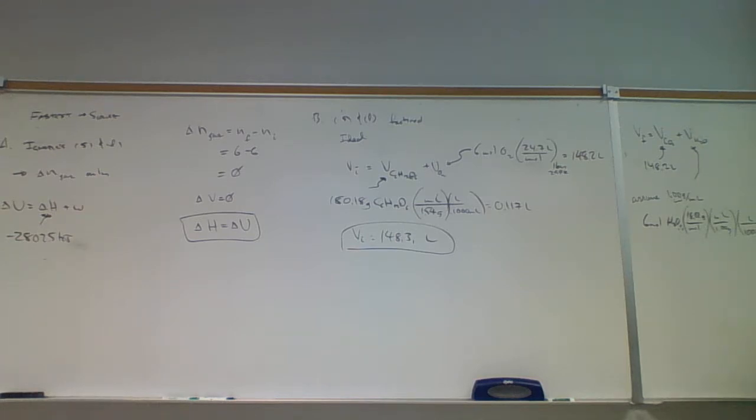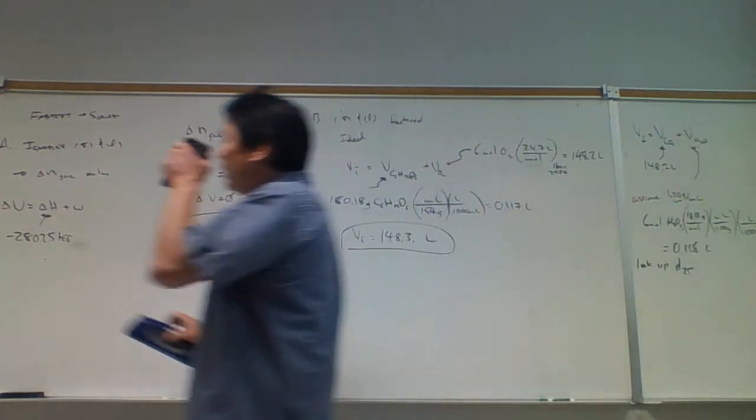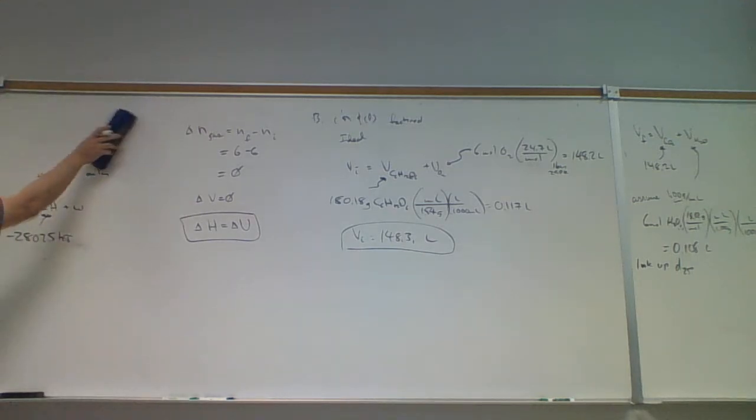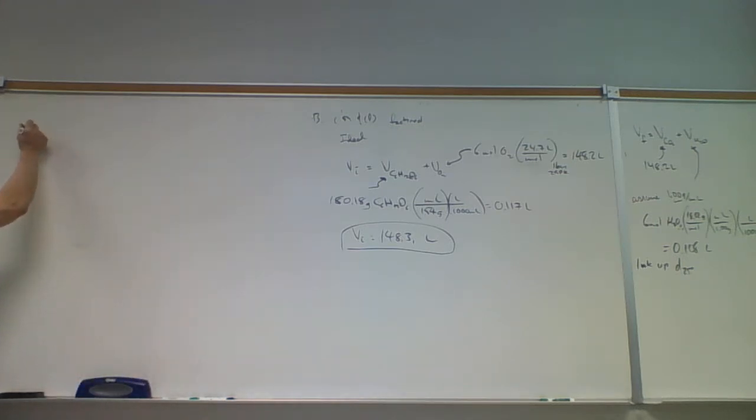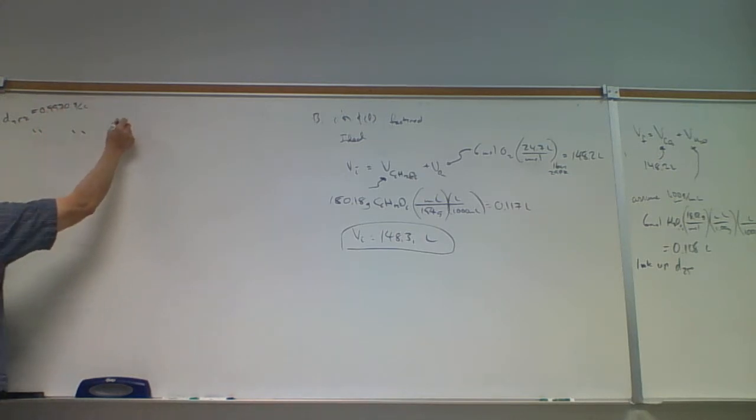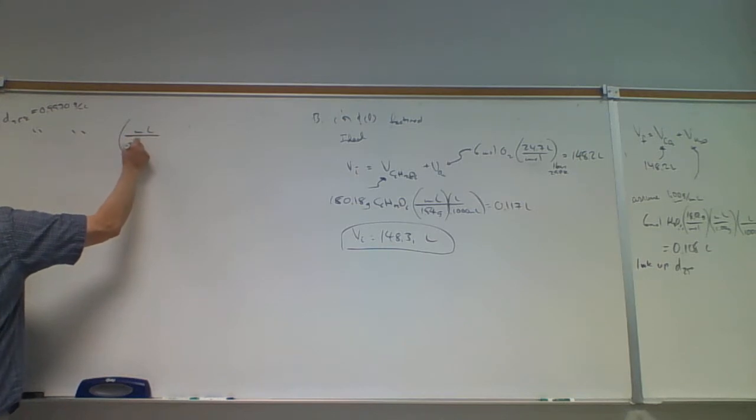So what does that come out to? 6 times 18.02, 0.108 liters. Or we could look up the density. This is the density at 25. We know that the density of water changes with temperature. If we look at the density at 25 degrees C, I'll redo the calculation. The density at 25 degrees C is equal to 0.9970 grams per milliliter. And so instead, we'll just use that, 0.9970 grams.